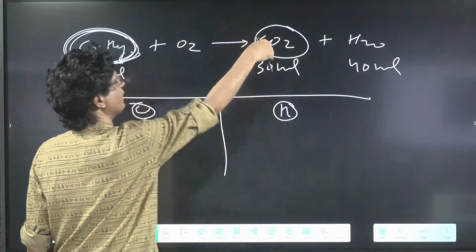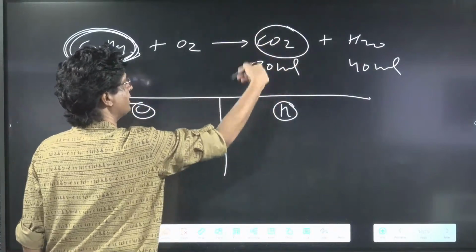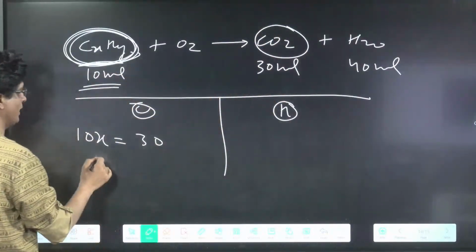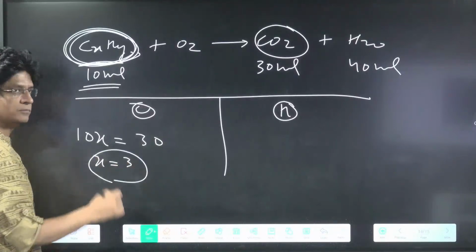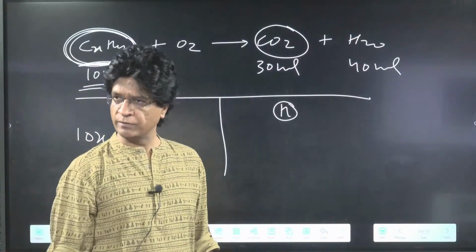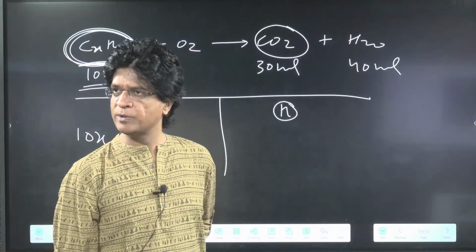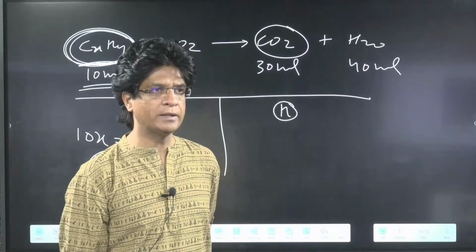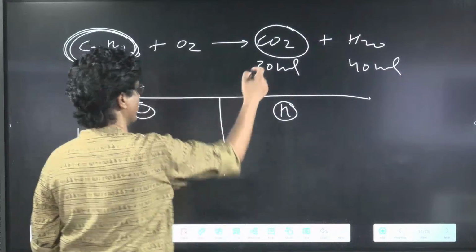1 mole contains 1 carbon in CO2. 30 will contain 30. So X will be equal to 3. Very good. But are you getting that, all of you? Very good.